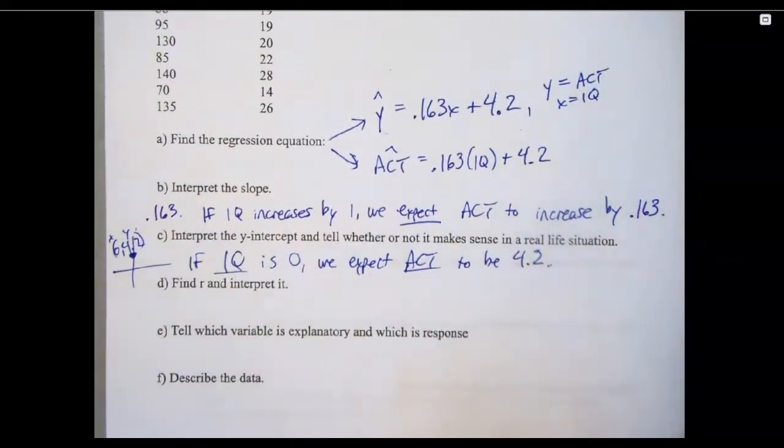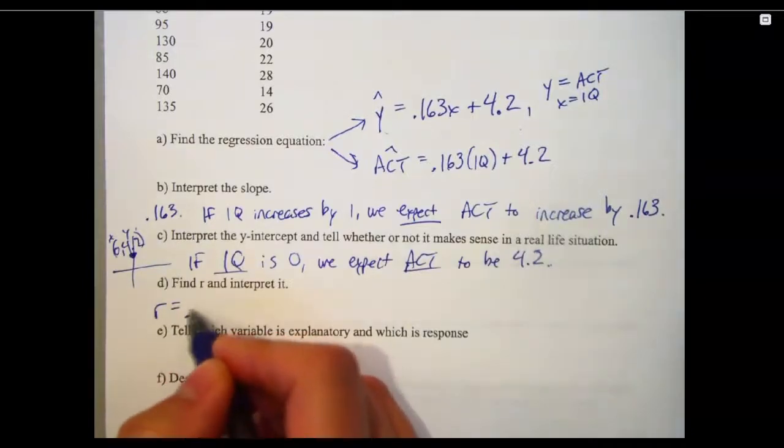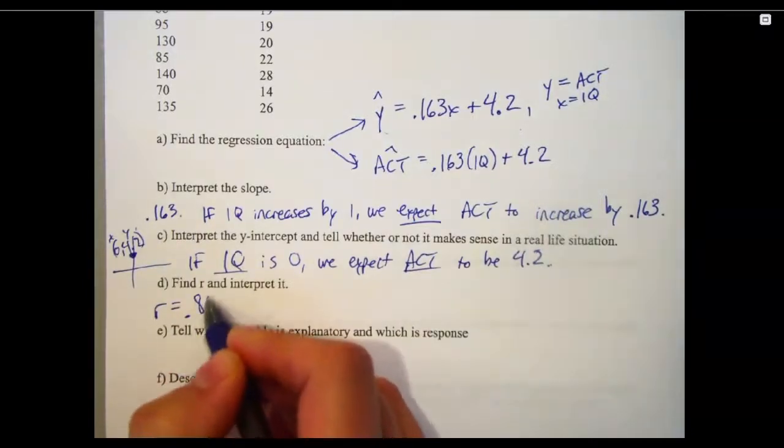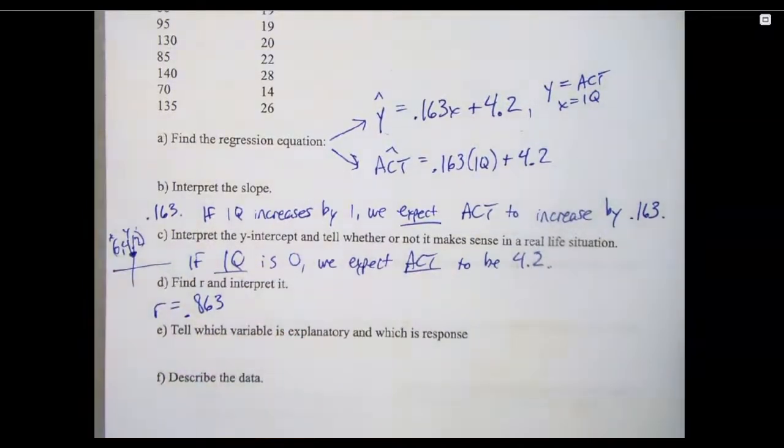So find r and interpret it. So we've got to look at our calculator. So I got r equals 0.863. You get the same thing? If you're ever in doubt, put more decimals rather than less. And then interpret it, so put that up there too.